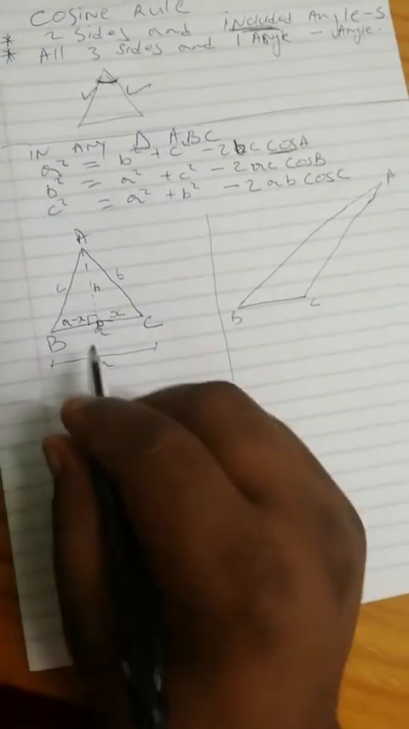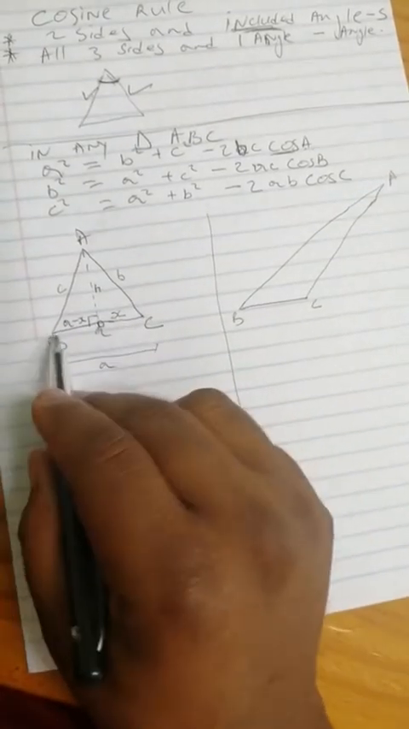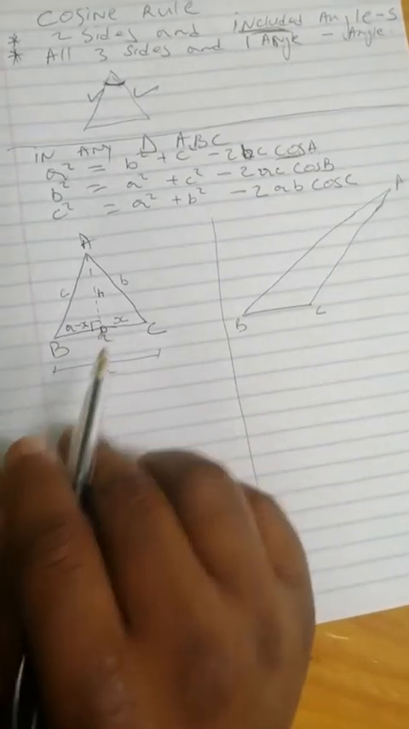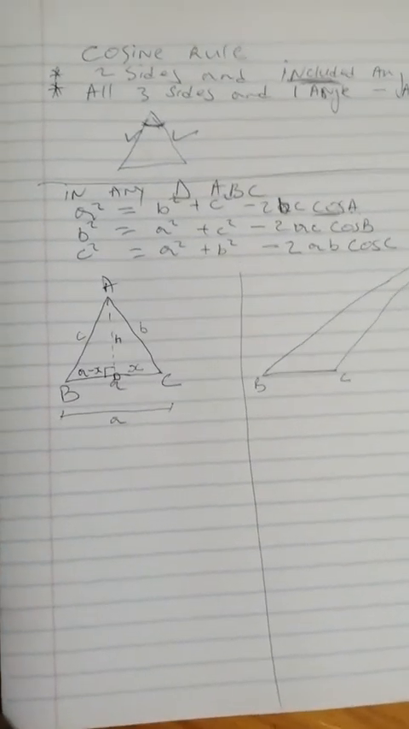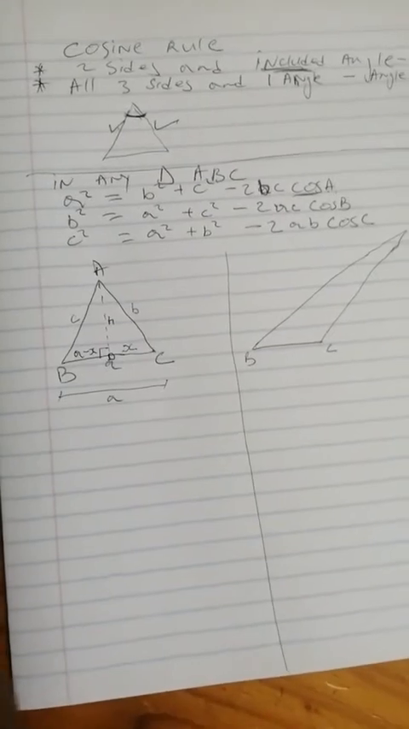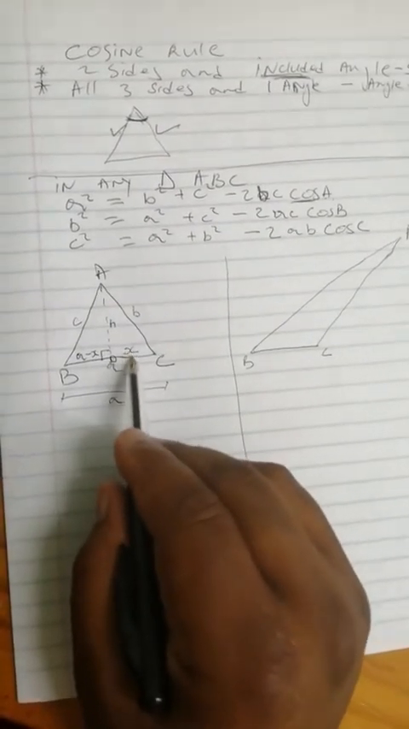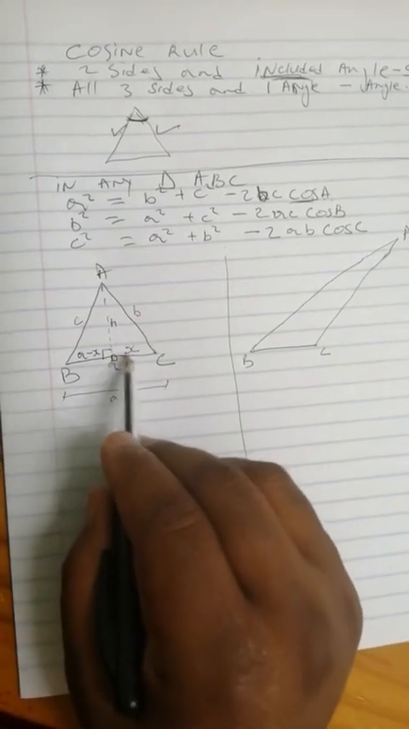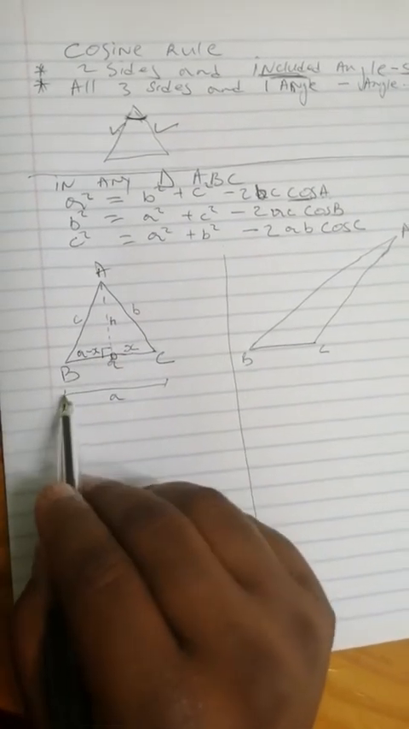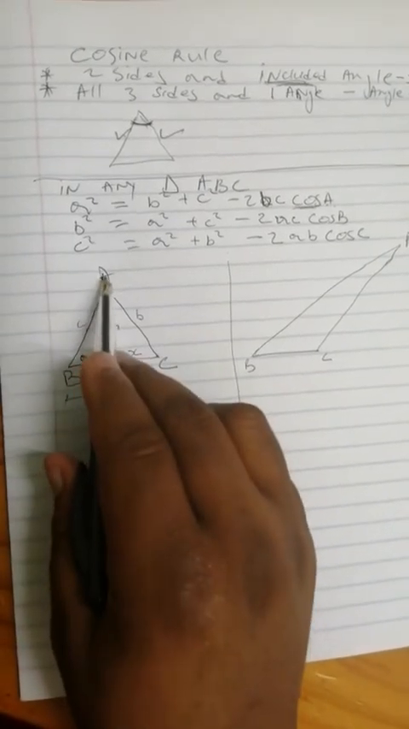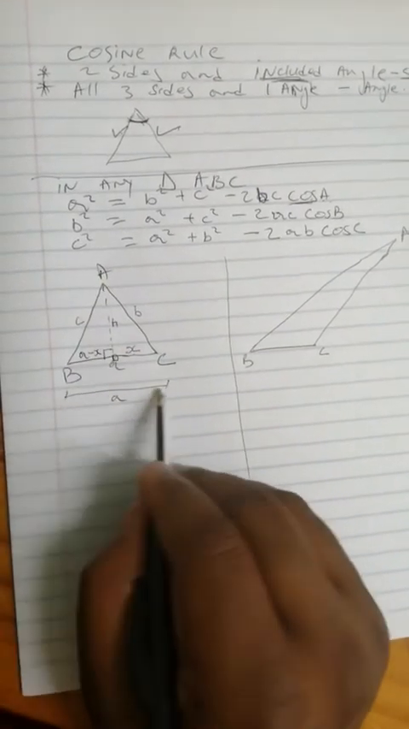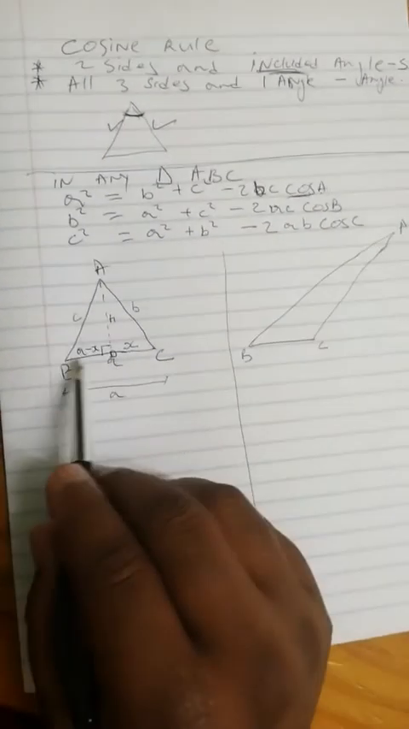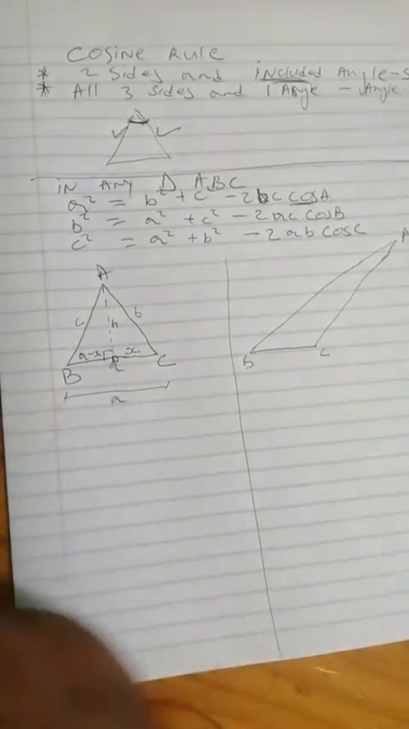We are just looking at BC and making it have 2 portions. They are not necessarily equal. So if I say DC is x, that means the other side will be a. Remember, the whole side, since it's opposite to angle A, will be a, minus x, because I know this one is x.